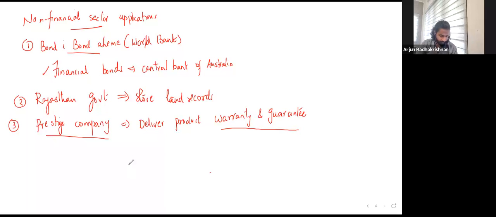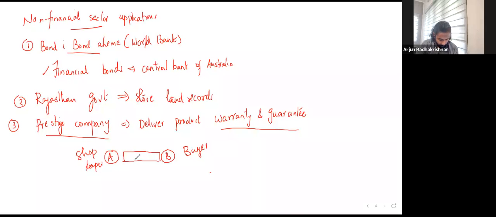See, an example of how it is done. Suppose we have a shopkeeper A and a buyer B. B has bought something from A. Now B wants to claim his warranty or guarantee because the product got damaged.